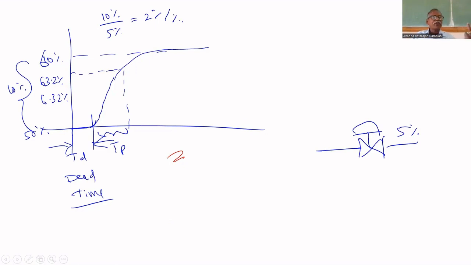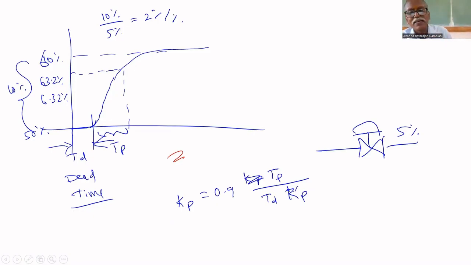So you know Kp, you know Tp, you know Td. Now you can calculate Kc. Kc equals, as I already told you, for a PI controller, 0.9 times Tp divided by Td Kp. This is the formula, that's all. Thumb rule: 0.9 times Tp divided by Td Kp. Kp is the gain, you know how to calculate. Tp is the time constant, you know how to calculate. Dead time is when there is no response for some time. After changing the valve opening by 5%, there is no appreciable increase in level. That is called dead time. If you calculate all these three, you can find Kc.